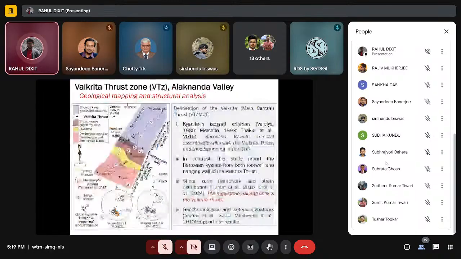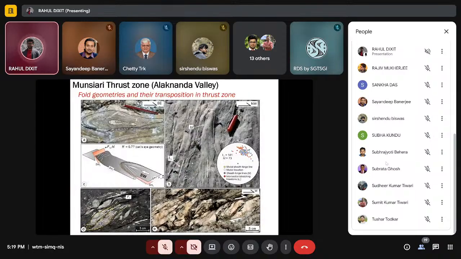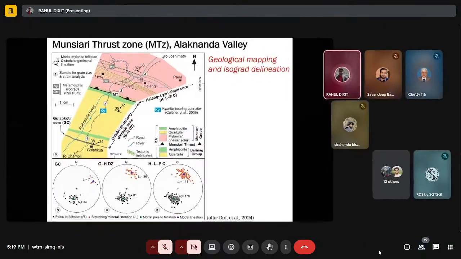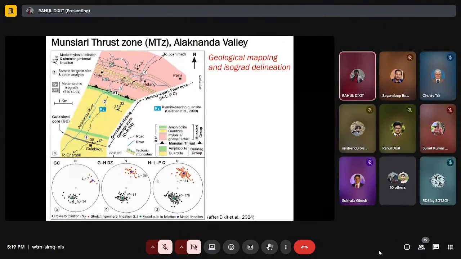So this is one thing which is in contrast with the deformation style of the Munshari thrust that we saw in the Alaknanda Valley, where it was not folded and there was not much structural discordance observed across the Munshari thrust, as can be seen here, where the foliations essentially trend towards the northeast with very tightly clustered northeast plunging lineations across the Munshari thrust.